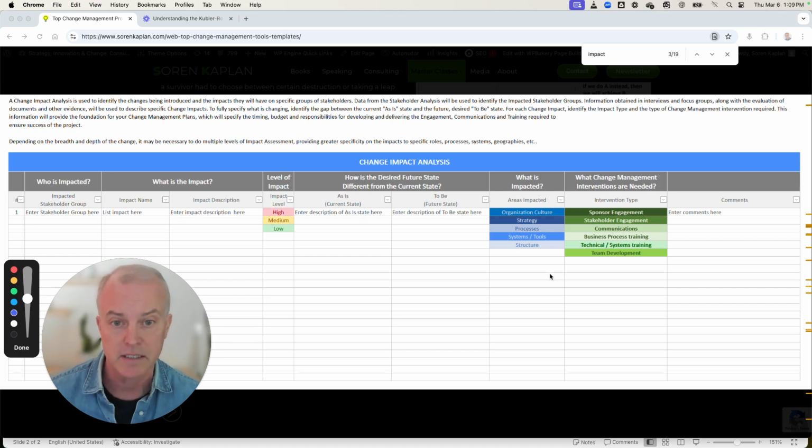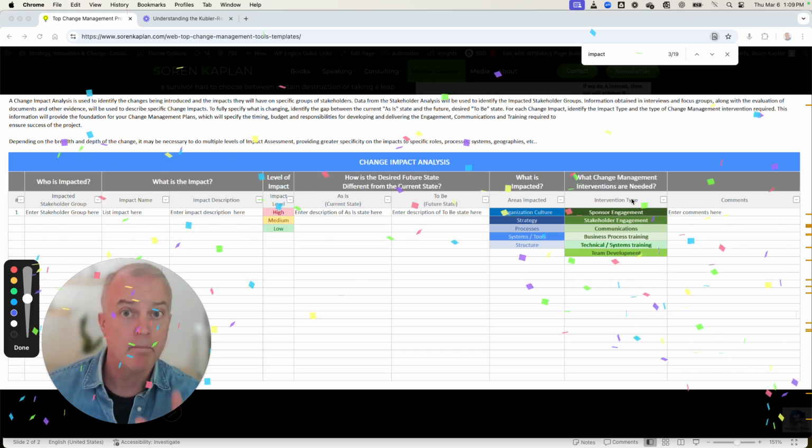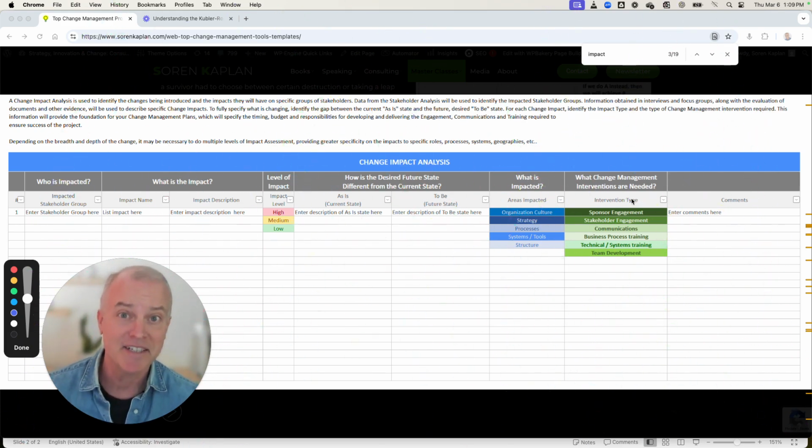new business systems? So a change impact analysis is really the starting point in change management for you to be able to define what needs to change, how you're going to make those changes happen, and then build out your change management plan. Boom. That is the change impact analysis.